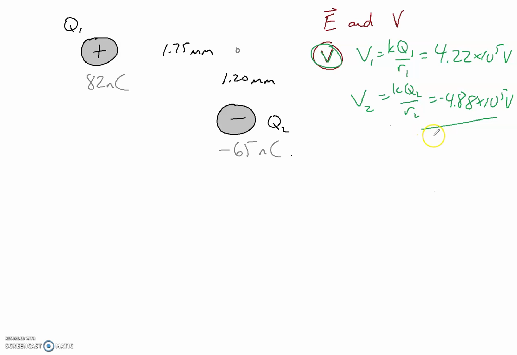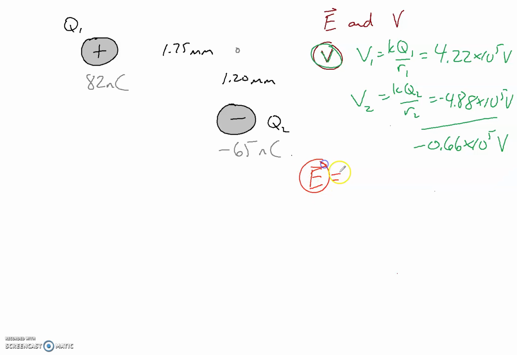And if I do put them together, my total voltage at the location would be negative 0.66 times 10 to the 5 volts. And that's my electric potential at that location. So again, with my voltages and energies, this is where I always make sure that I include my positives and negatives. Okay, so now let's find the electric field.